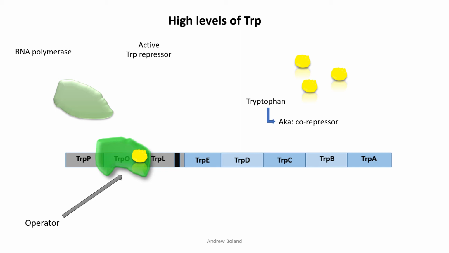In this system, the TRP repressor acts as both a sensor and a switch. Firstly, it senses whether tryptophan is present at high levels, and if so, it then switches the operon into the off position. This prevents unnecessary biosynthetic enzymes from being made.